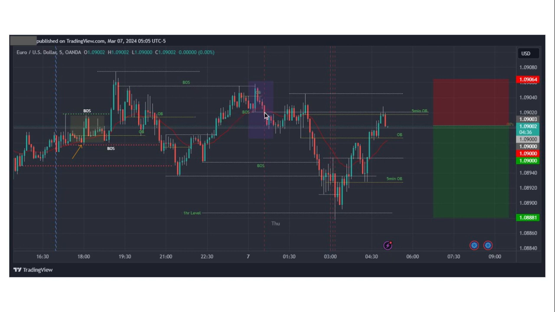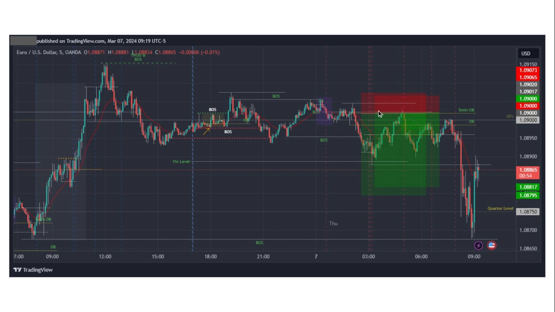My sixth confirmation is that this candle closes below this order block area right here. And then we have price also closing below the 20 EMA. So that is enough for me to enter sells. Moving forward, price did reach both take profit areas.